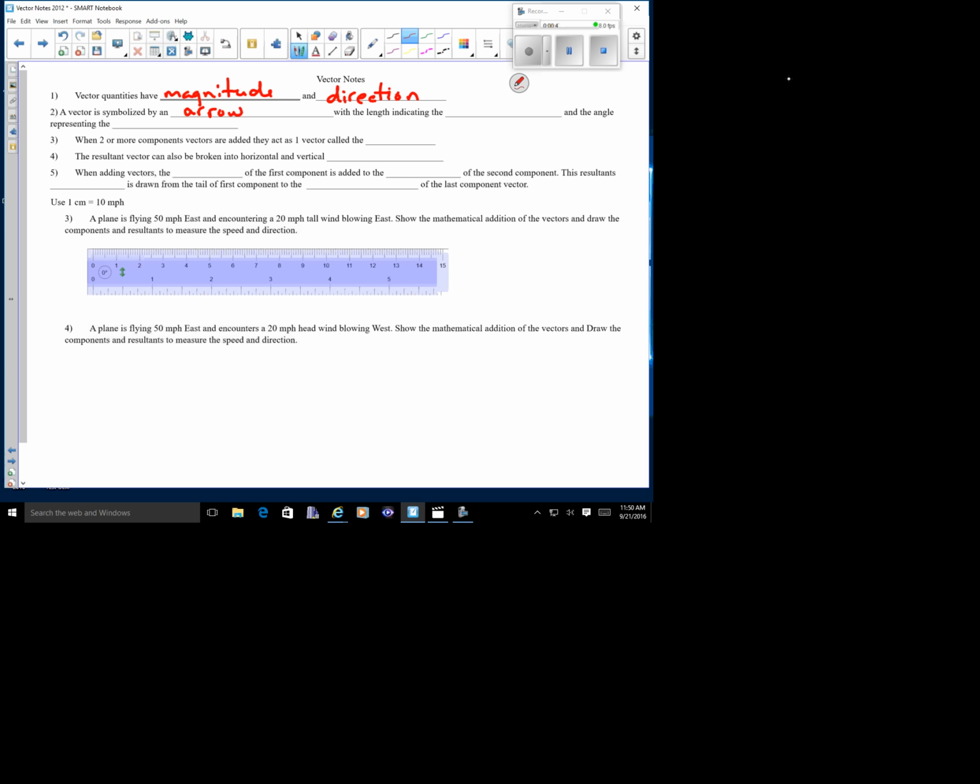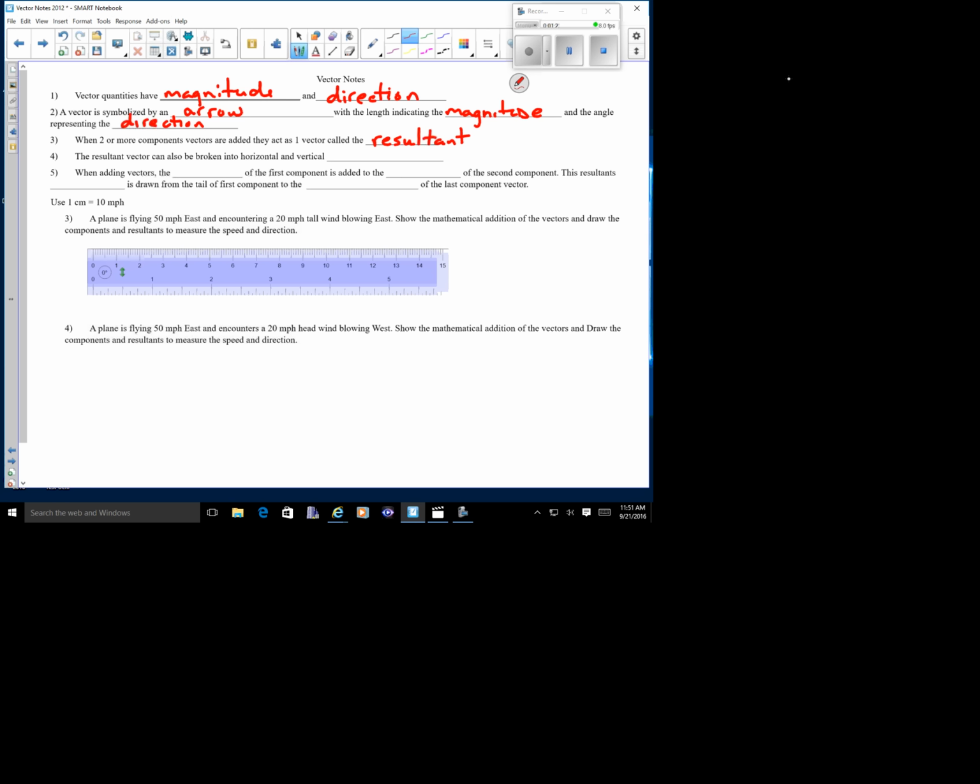When two or more component vectors are added together, they're going to act as one. It's called a resultant. And so you might have a plane pointed west, and the wind's blowing north, so the result's going to be going northwest. The resultant vector can be broken down into horizontal and vertical components. So you just got to know these vocabulary terms so you know what we're talking about as we go along. When adding vectors, you're going to follow a process here.